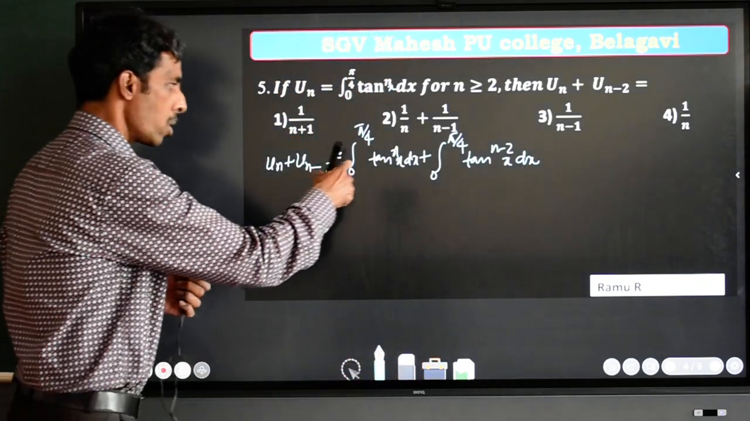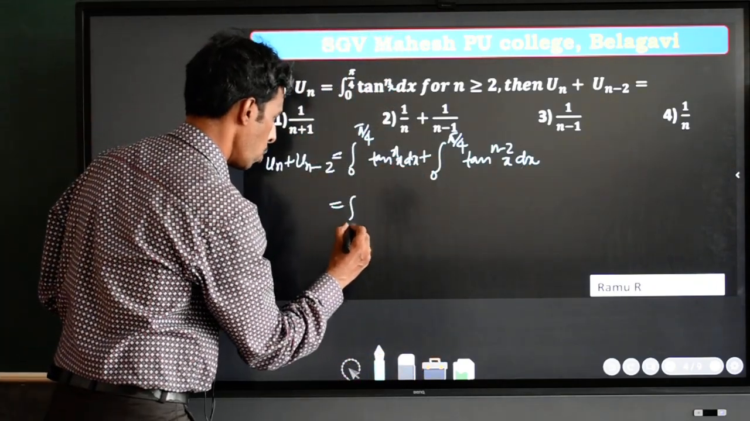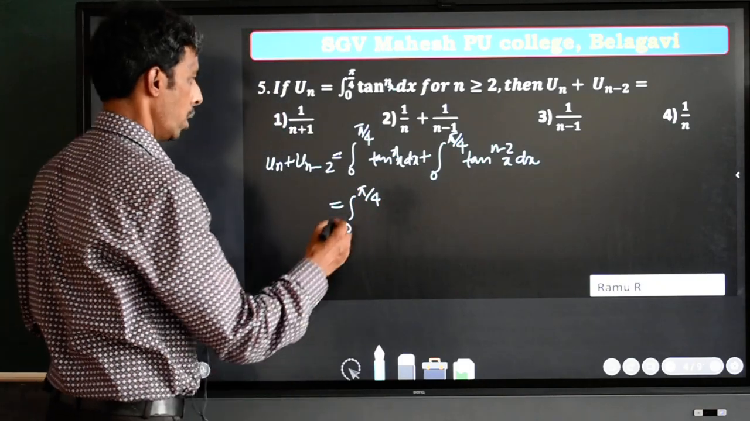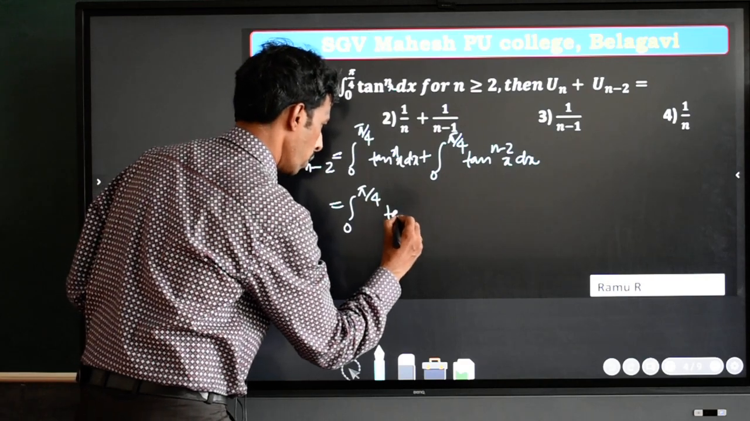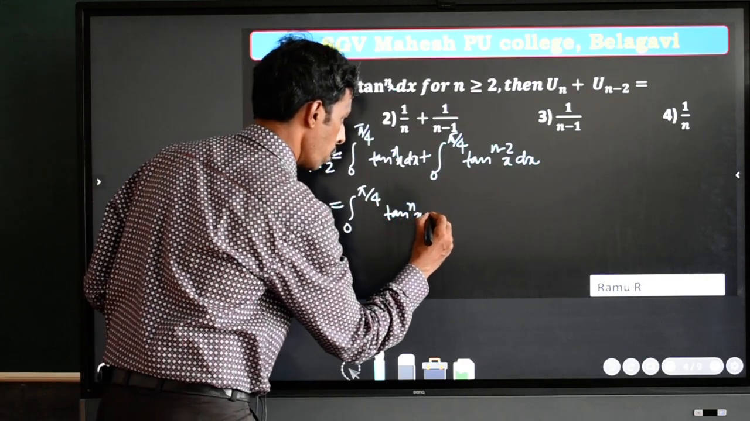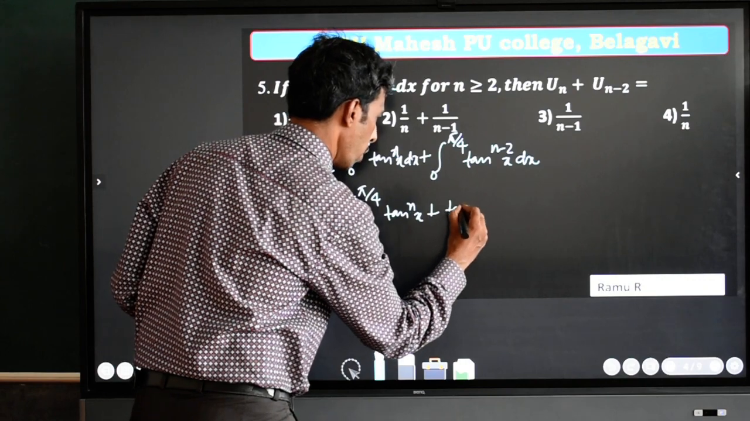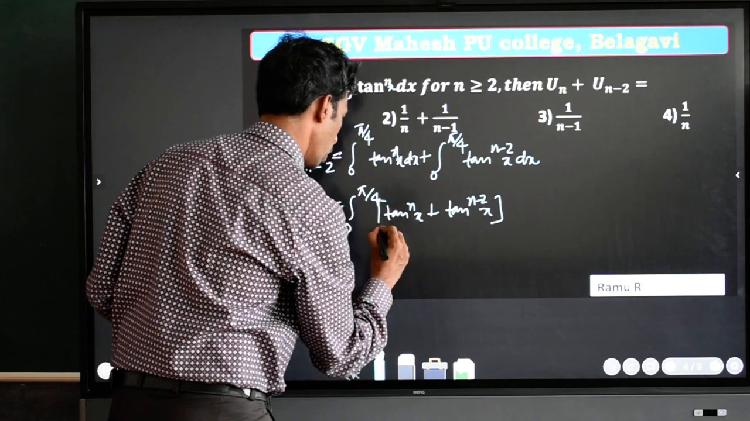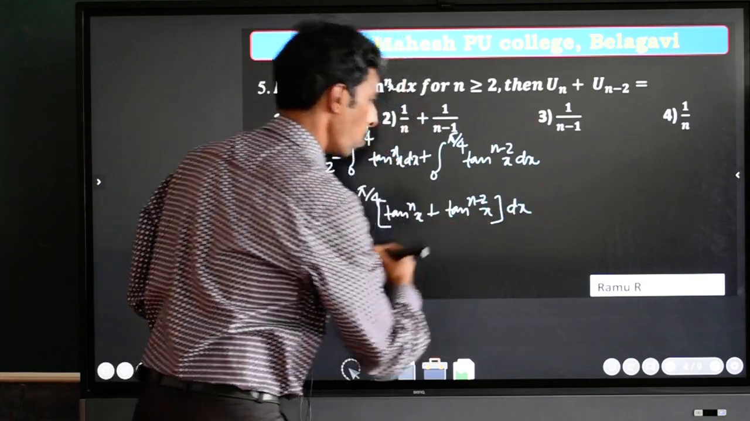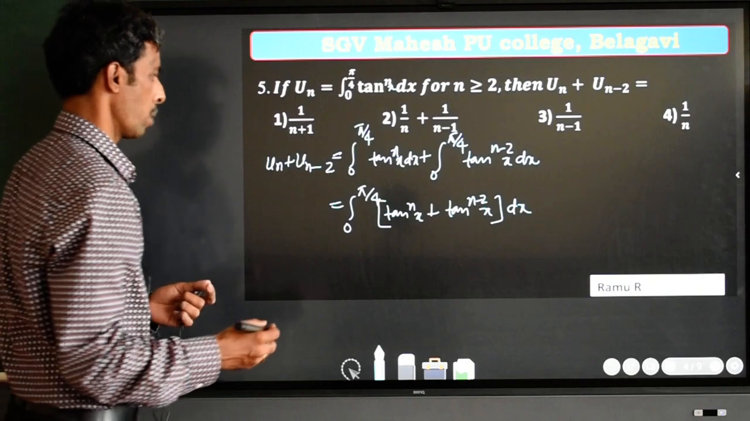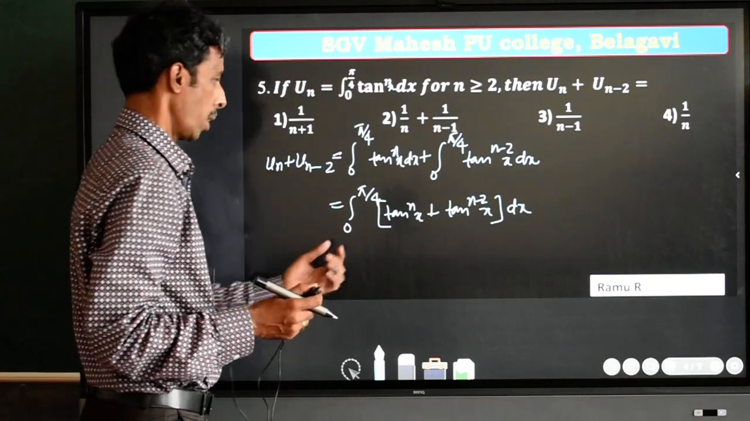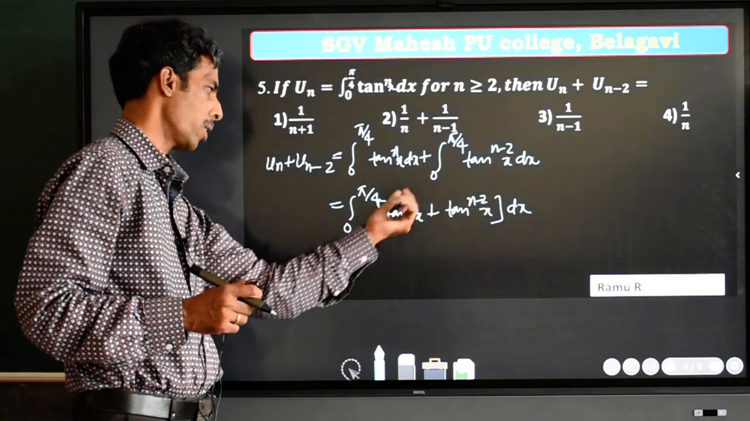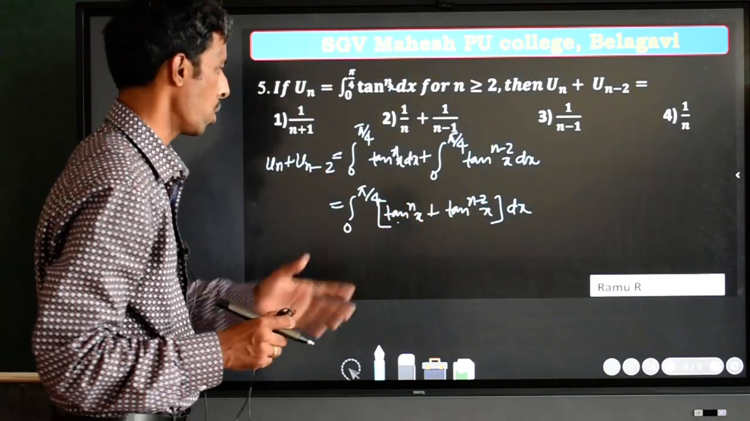Next, the limit is the same with both the terms, so you write it only once, 0 to pi divided by 4. Next, here tan to the power nx plus tan to the power n minus 2 x, then dx you write as common only once with both the terms. Next, see, after finding the differentiation of this term you cannot get this, and after finding the differentiation of this you cannot get this, so substitution is totally not possible.